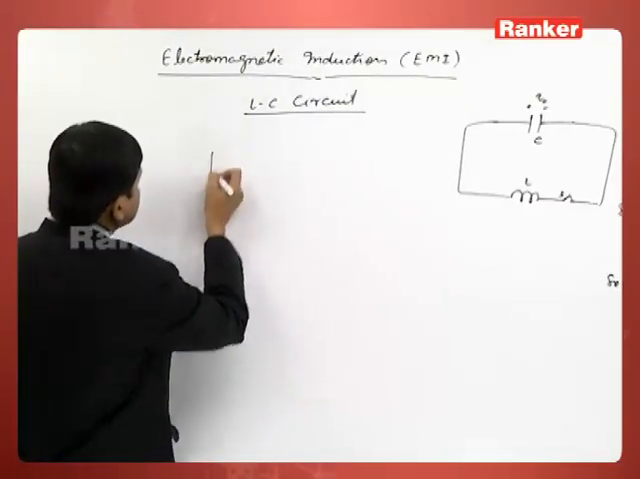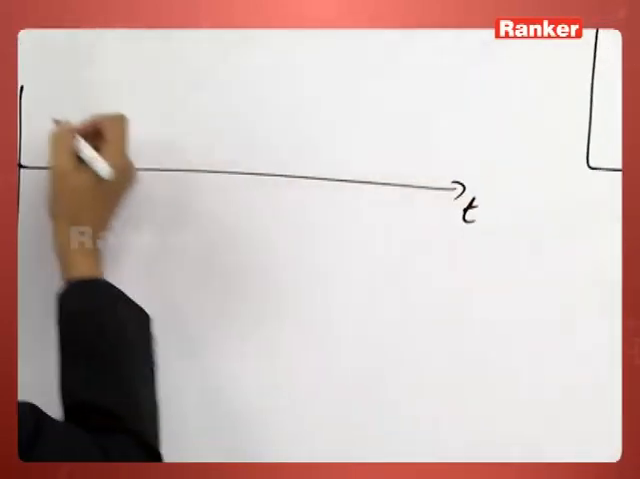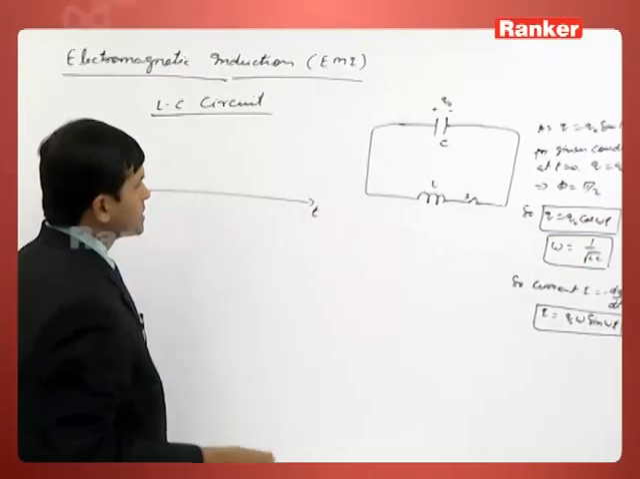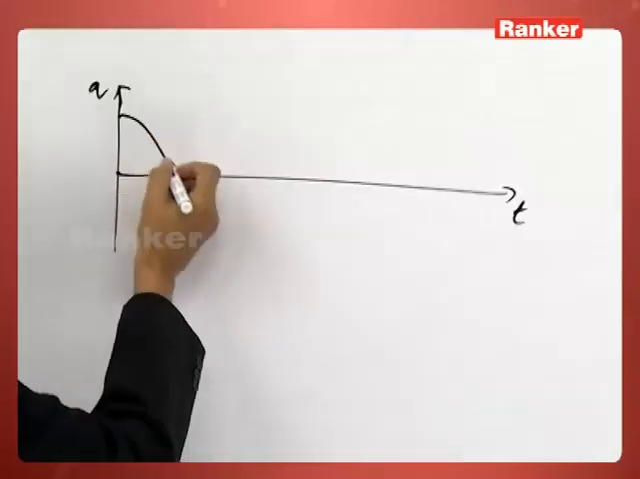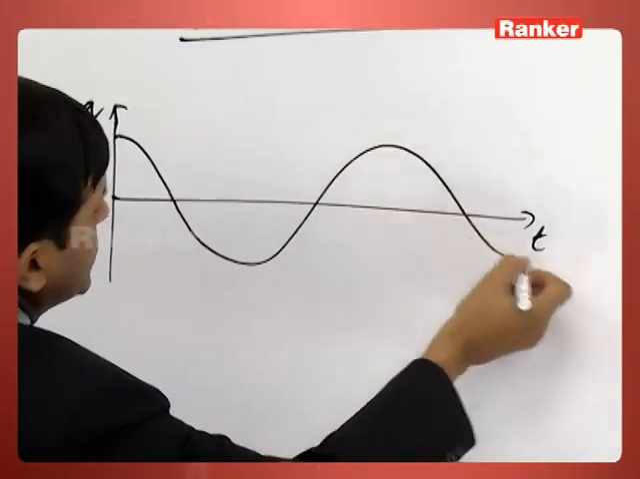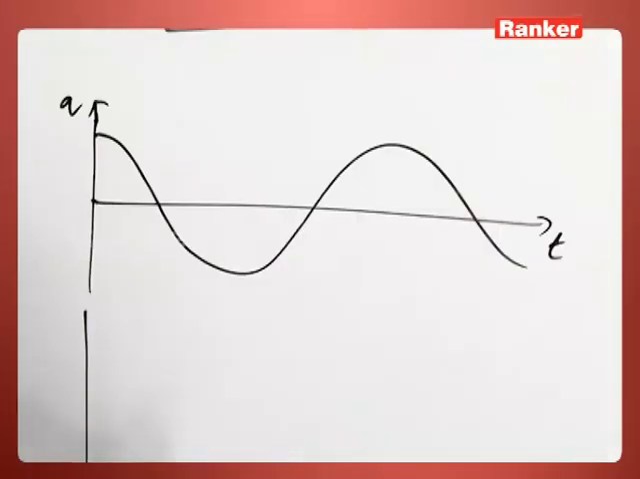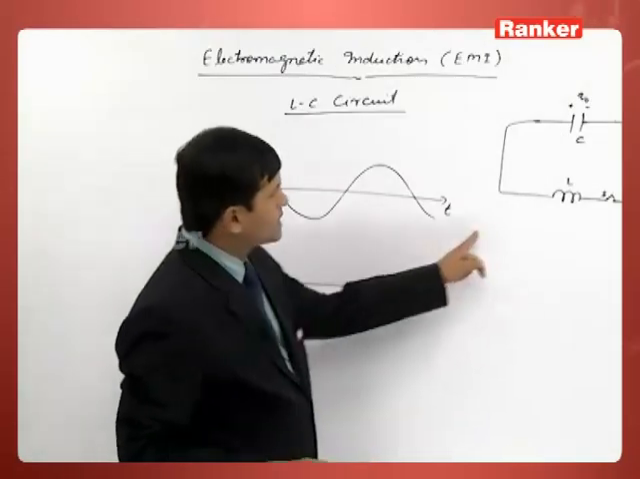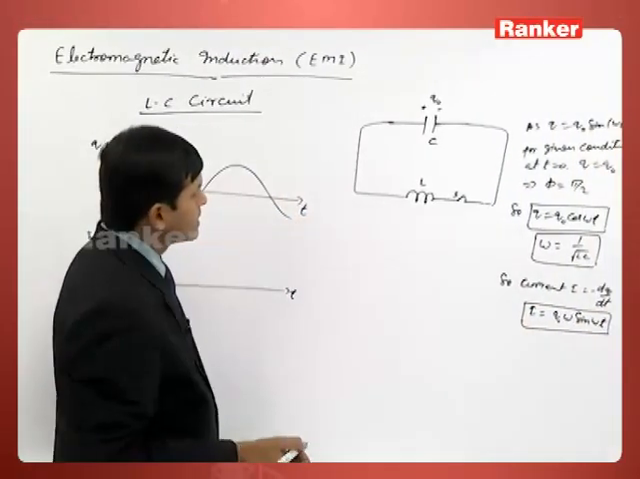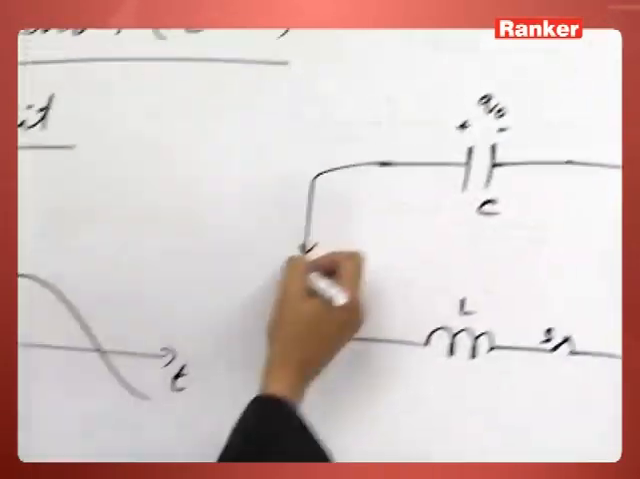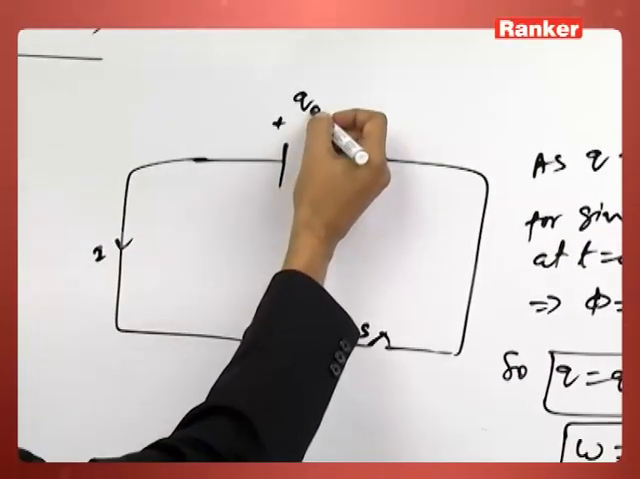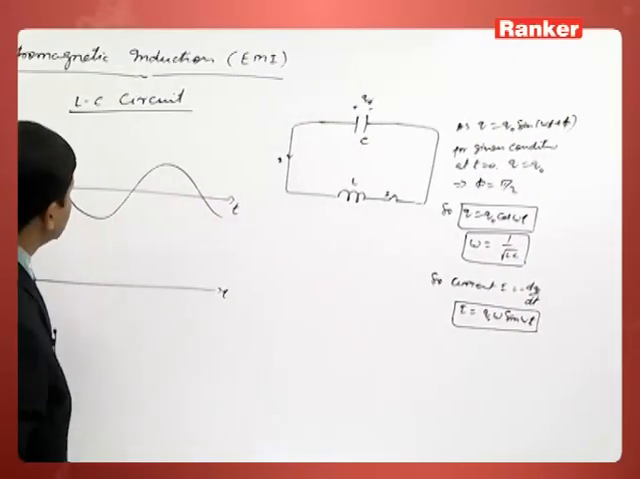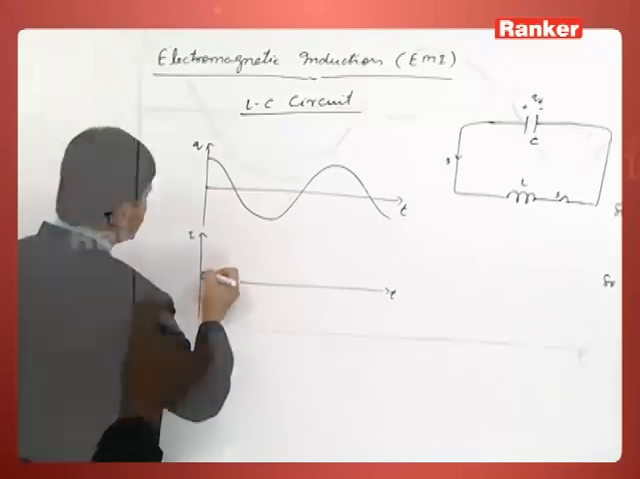Here we can see the charge on a capacitor as a function of time with a cos function. The charge on a capacitor varies like this. Similarly, if we look at the current in the circuit, at any time the charge is q, and the current is given as a sine function, Q naught omega sine omega t. So that will be in that form.